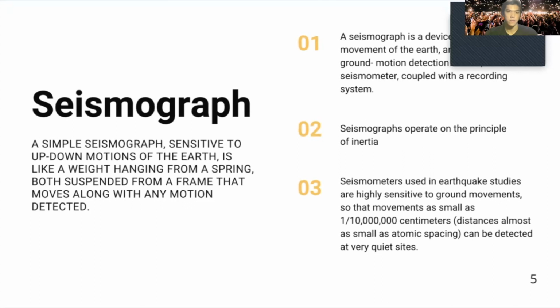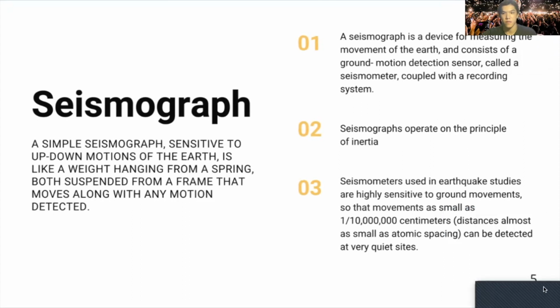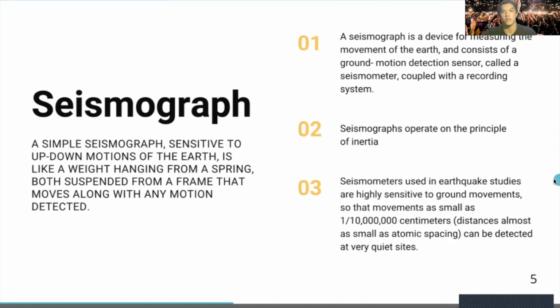A simple seismograph, sensitive to up-down motions of the earth, is like a wedge hanging from a spring, both suspended from a frame that moves around with any motion detected. A seismograph is a device for measuring the movement of the earth and consists of a ground motion detection sensor called a seismometer coupled with a recording system. Seismographs operate on the principle of inertia.